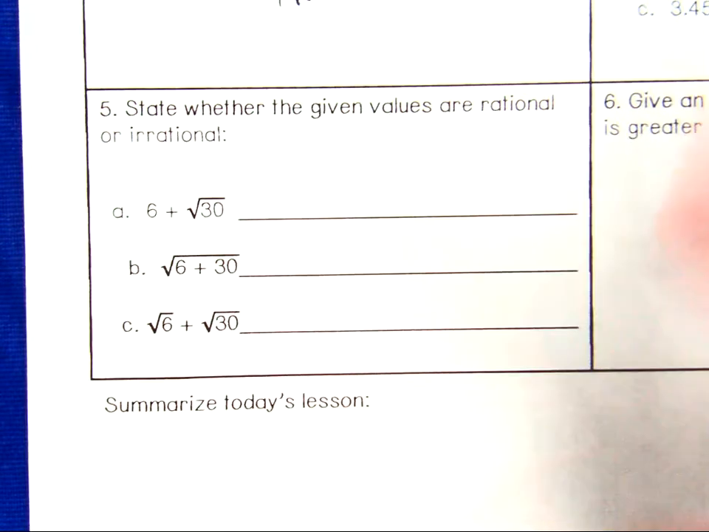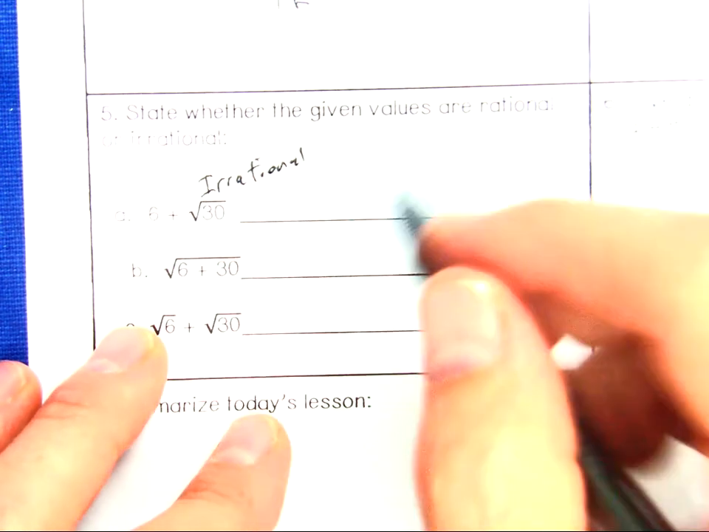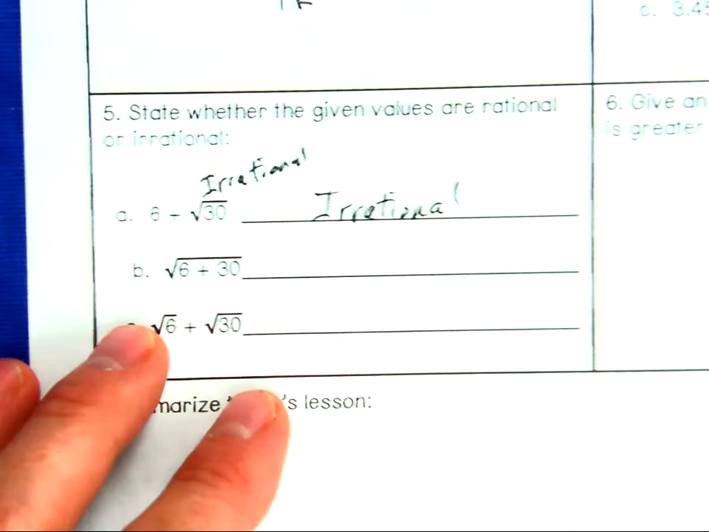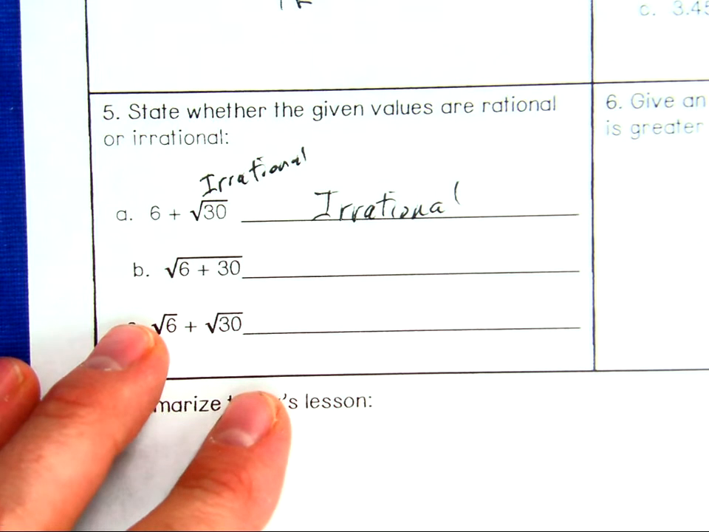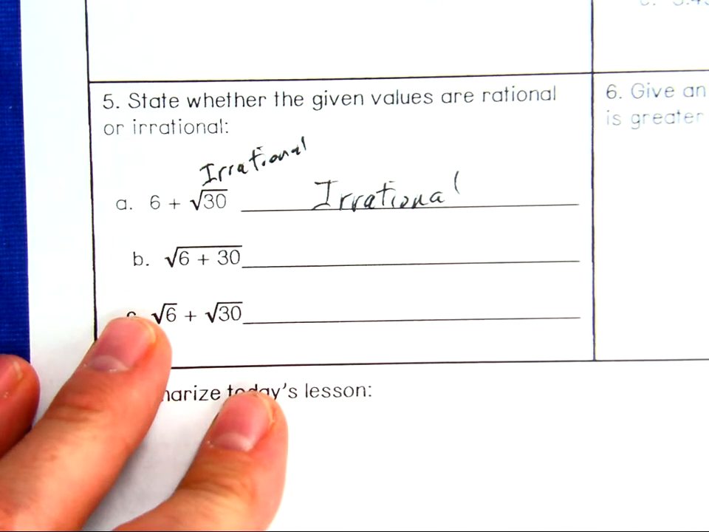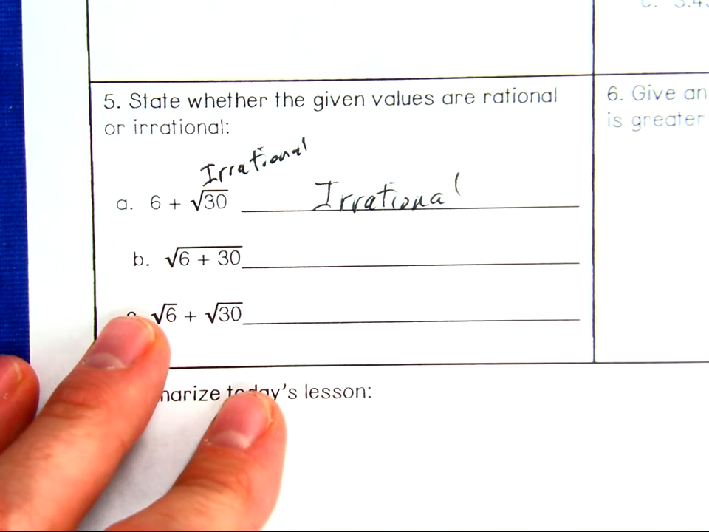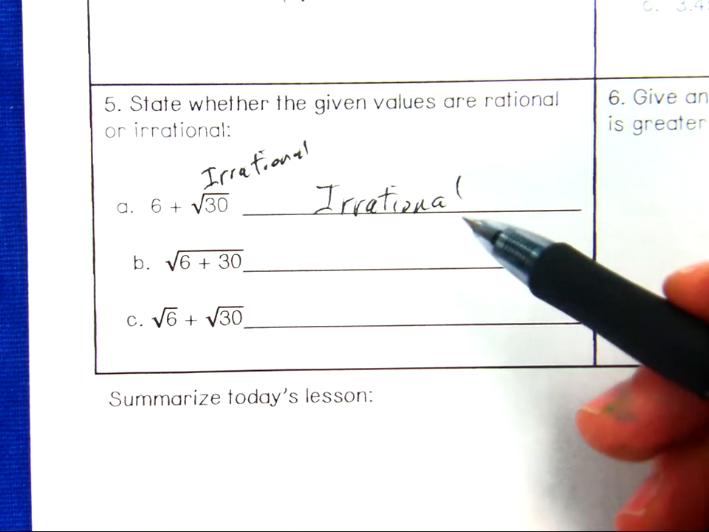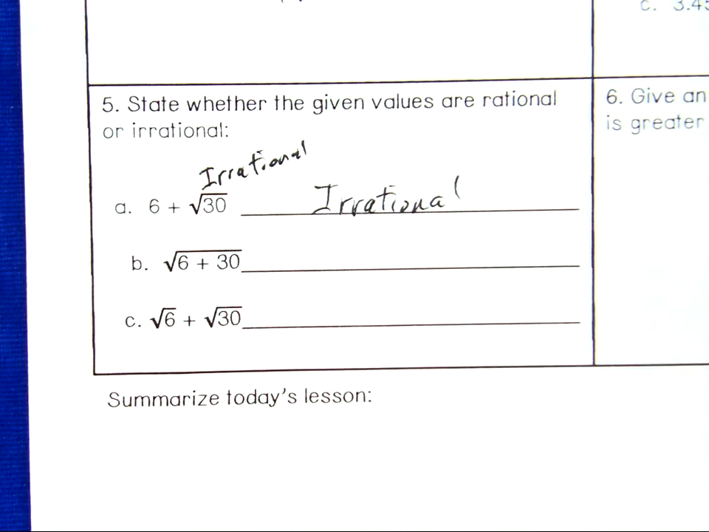Number 5a, we have the square root of 30, which is irrational. We addressed that earlier in question number 2. If you take an irrational number and you add 6 to it, you will still end up with an irrational number. For that matter, think about pi. If I have pi, which is 3.14156, and I add 2 to pi, I'm going to get 5.14156. It's not the same irrational number, but it's an irrational value. I just added something to it.